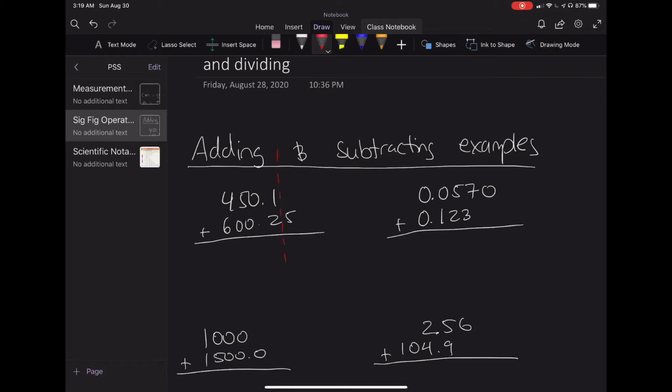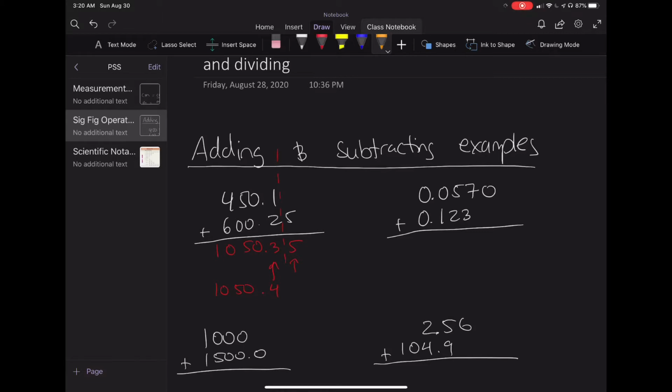Now I'm going to actually do the operation on my calculator. So 450.1 plus 600.25, and my calculator tells me 1050.35. So that 5 on the right side is in the hundredths place. That's beyond my dotted line, so I need to round to the tenths place. In the previous video, we went over rules of rounding. Because we got a 5 here, we're going to round up. And our final answer is 1050.4.